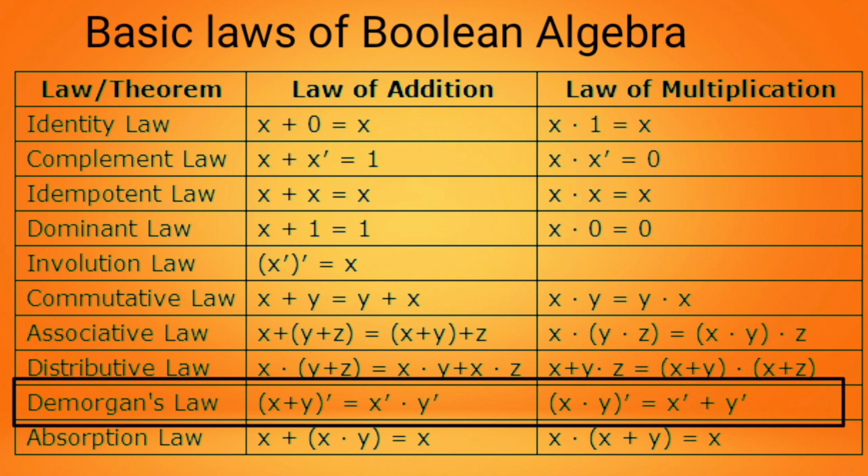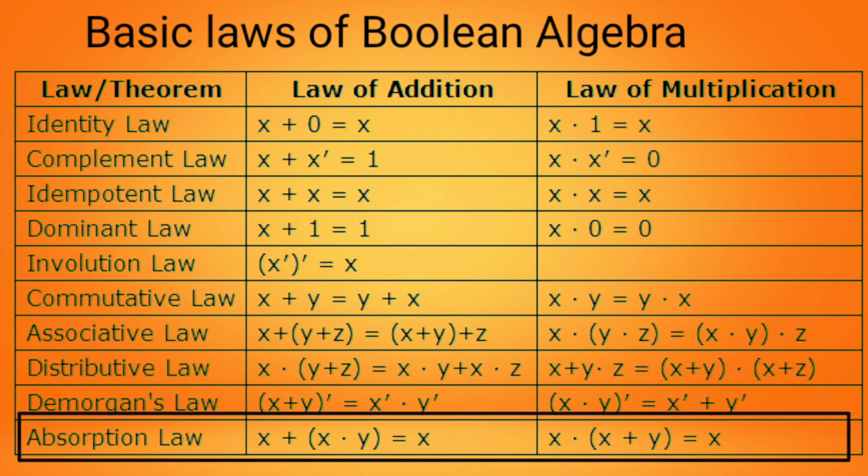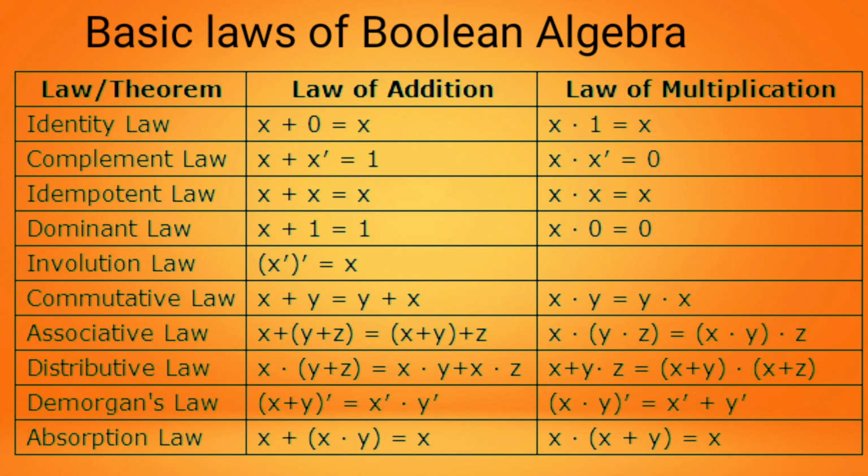Next is absorption law. This law enables a reduction of a complicated expression to a simpler one by absorbing like terms. For example, absorption law in law of addition states that x or (x and y) equals x. Similarly, in law of multiplication, x and (x or y) equals x. We can simplify some expressions using these rules. Now let us do a couple of examples.